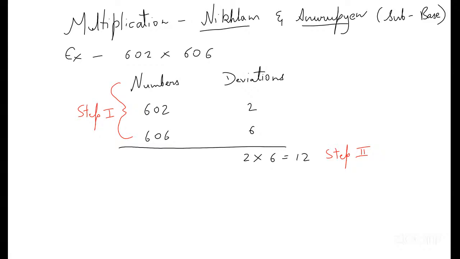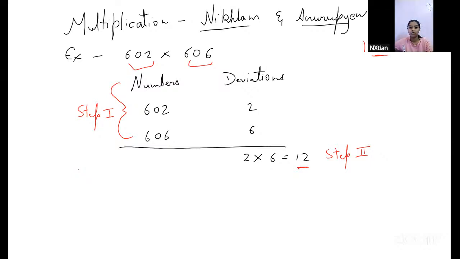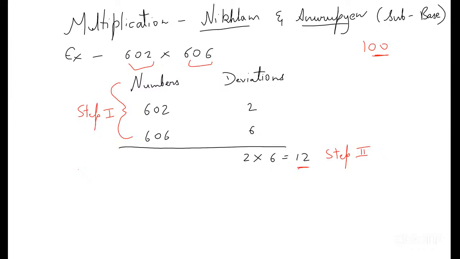I have the numbers in hundreds form. In 100, how many zeros are there? 2. So we can work out with 12. That many digits in the deviation we need to have. So we will work out with 12. All right, now the third step. This might confuse you a bit, so look very carefully.